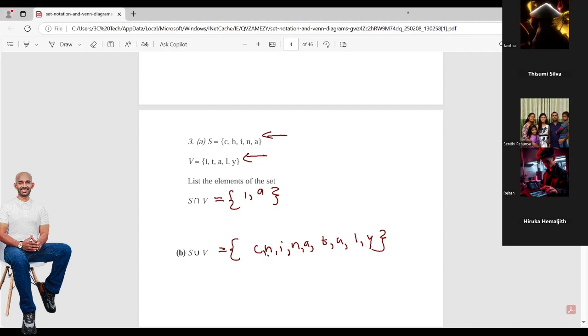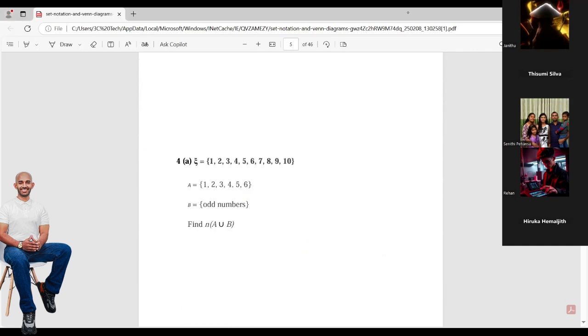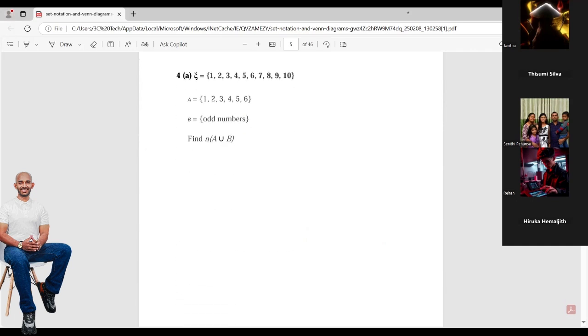Next question. This is a universal set. What are the odd numbers in this universal set? 3, 5, 7, 9. Yes, they are the odd numbers.